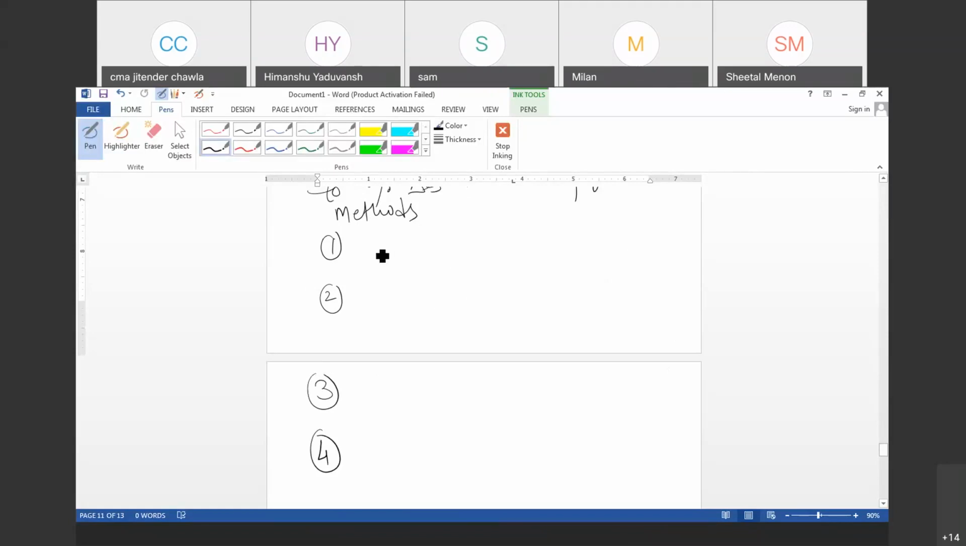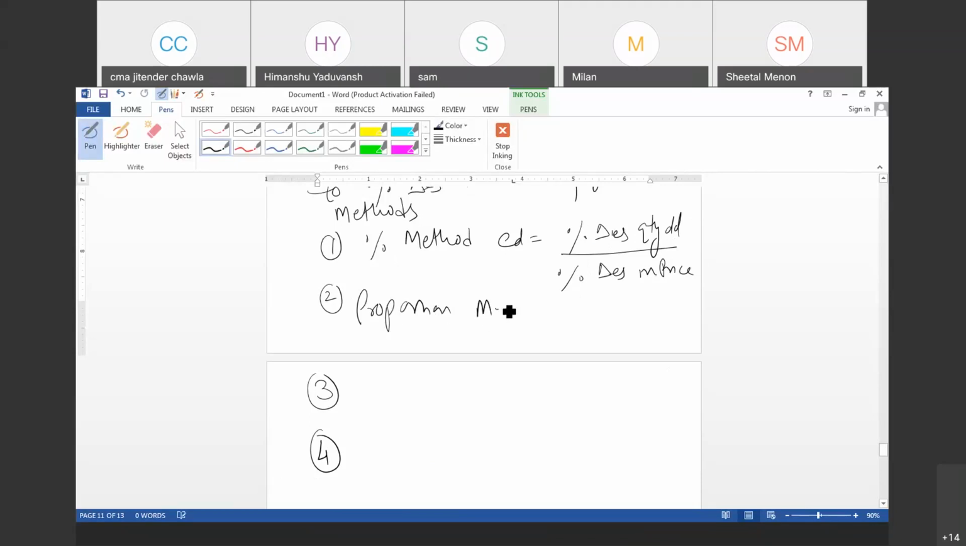First one is the percentage method. Here, elasticity of demand equals percentage changes in quantity demanded divided by percentage changes in price. We have the proportional method: elasticity of demand equals delta Q by delta P into P over Q. Next we have the total expenditure method, and next the graphic method.